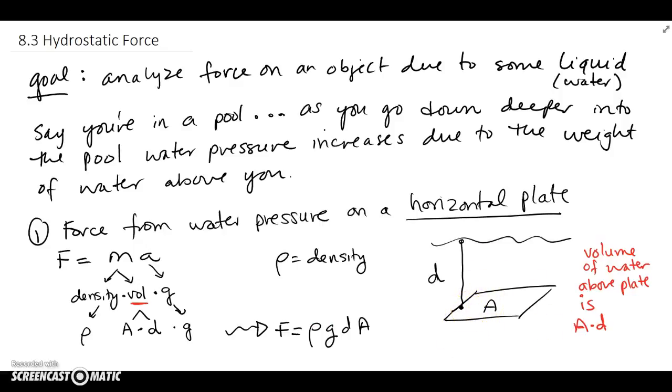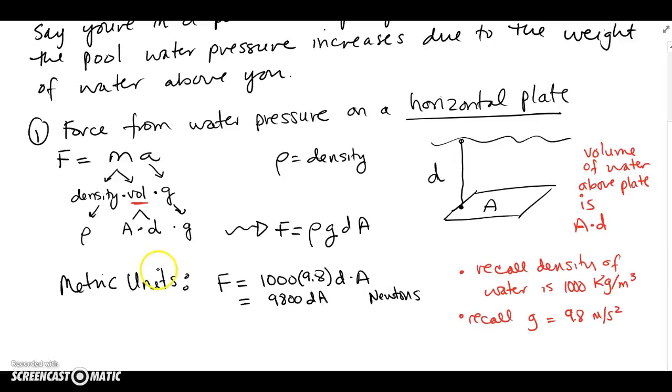So let's go put up some metric and US units to keep in mind. So in the metric units, we have force equals rho, which is 1,000 kilograms per cubic meter. In the metric unit system, g is 9.8 meters per second squared. The d and the A will have to be given to us. So we'll say it's 9,800 dA newtons. We know the unit in the metric system for force is newtons.